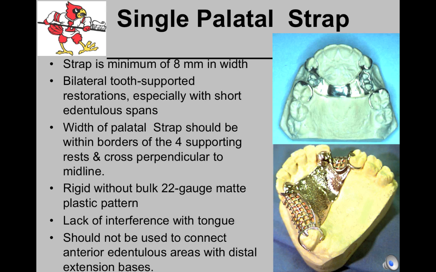The anterior border of the strap in the lower picture could have actually dipped backward toward the posterior to avoid interference with the tongue. It should not be used to connect anterior edentulous areas with distal extension bases. And if it exceeds covering more than half the palate, then it becomes a palatal plate major connector.